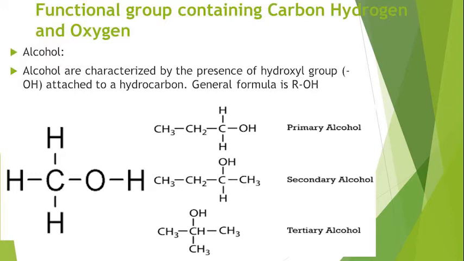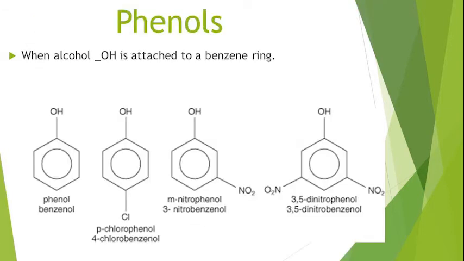In tertiary alcohol, you can see that OH group is attached with tertiary carbon, that is carbon that does not contain any hydrogen atom. When alcohol or hydroxyl group is attached to a benzene ring, it is called phenol. Phenols are classified as monohydric, dihydric and trihydric based on the number of OH group present in the aromatic ring.